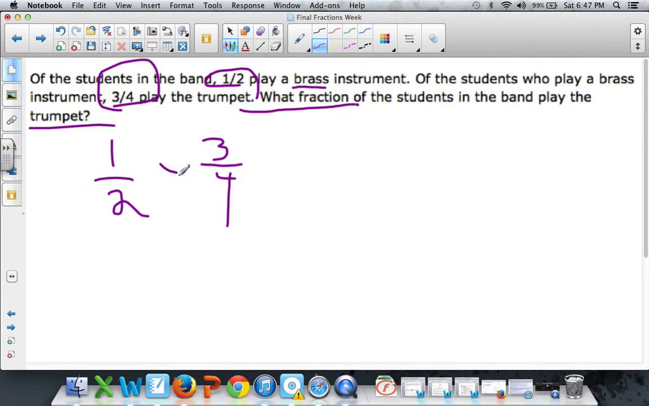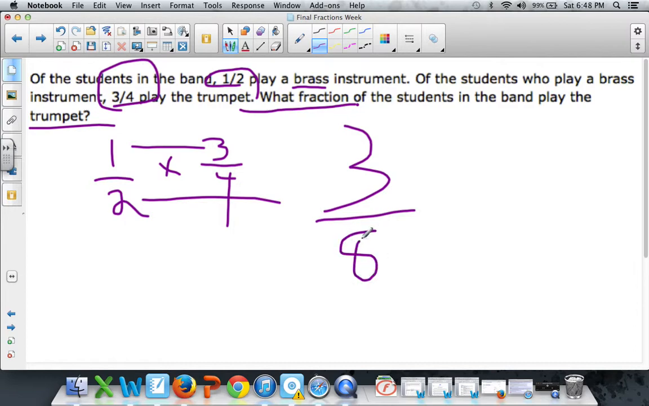This is a multiplication problem. You have to find out what is 3/4 of 1/2. And you do that by multiplying. 1 times 3 is 3. Wow, this pen is going crazy right now. Sorry. 2 times 4 is 8. The answer is a very humongous and ugly 3/8.